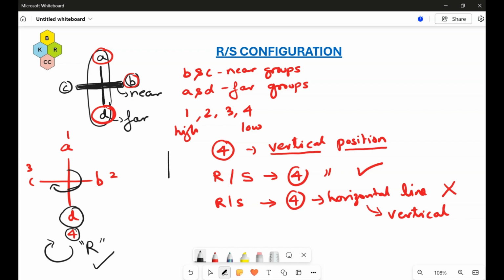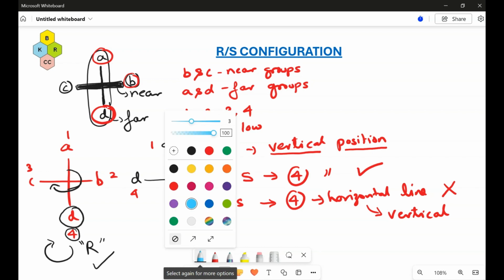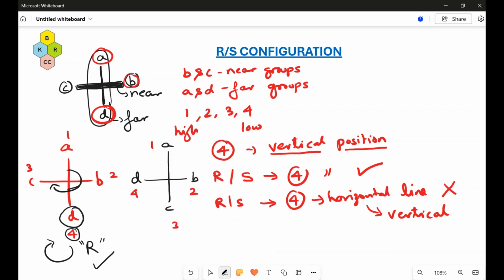But if, for example, I have a situation like this: A, B, C, and D, and I've assigned the priorities 1, 2, 3, 4. Now what you will do is draw a semicircle. How will I draw it? I'll draw from 1 to 2 to 3. It again travels clockwise, is it not? Therefore, I'll say it to be R configuration. But what did I say? Keeping D in the horizontal position and assigning the configuration will be a wrong configuration.